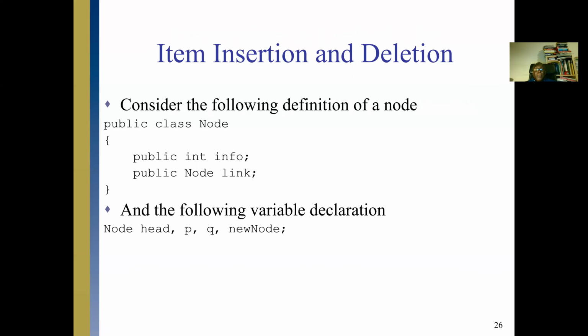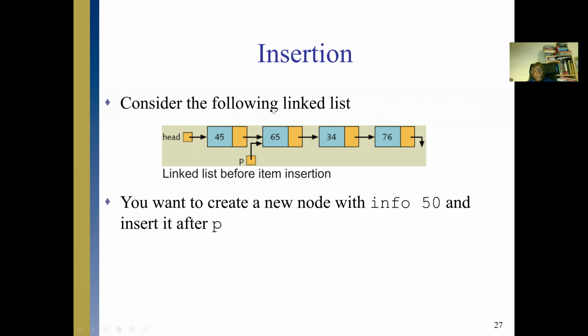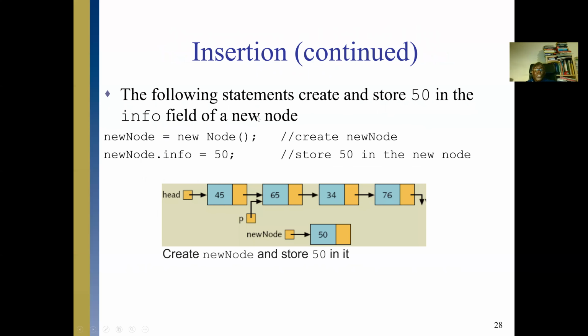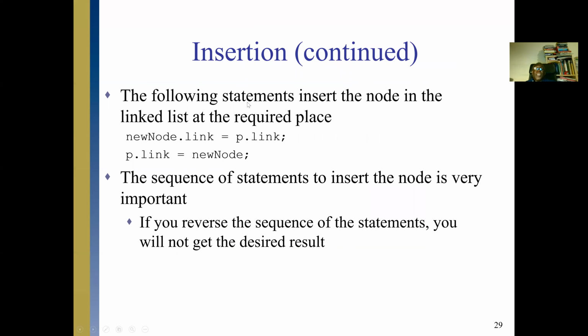So we can also insert an item and delete an item. But before we insert an item, we need a class node. So this is a class node. The node has two parts, the info and also the link. So here we want to create a new node with info 50 and insert it after P. So first we have to assign the new node to 50. Then the next step we have to assign to the link.